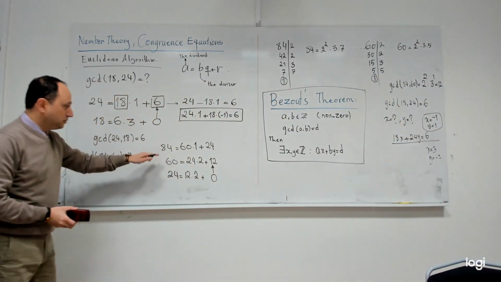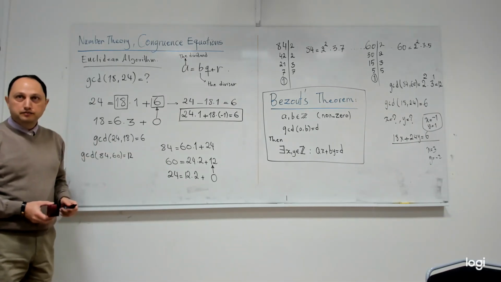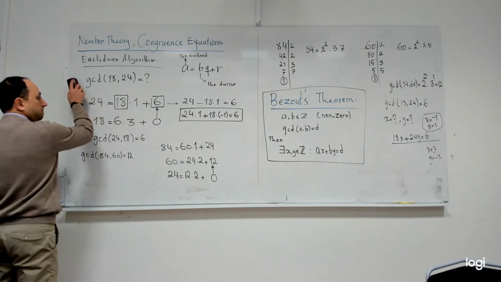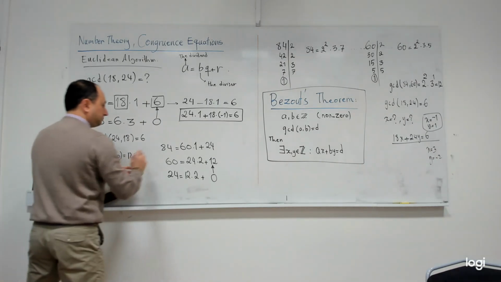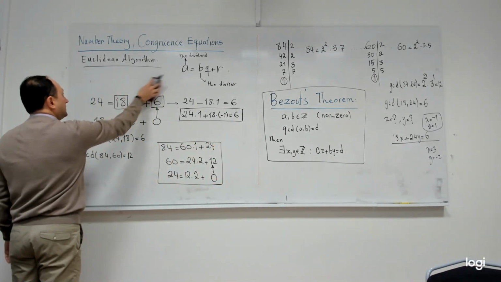But let me do the same thing here. This would be a little bit harder. So let me do the same thing for 84 and 60. So let me keep this one, and then let me clean this.